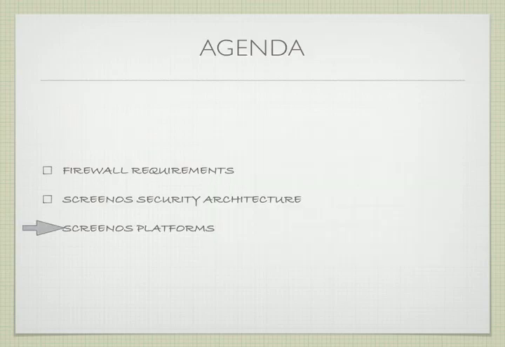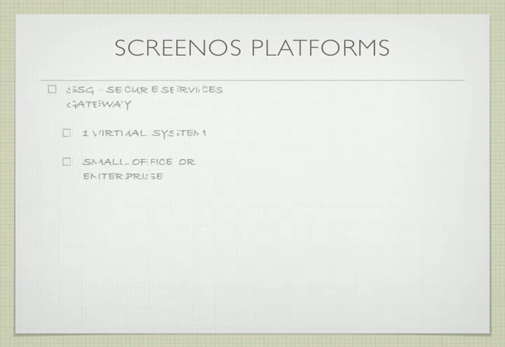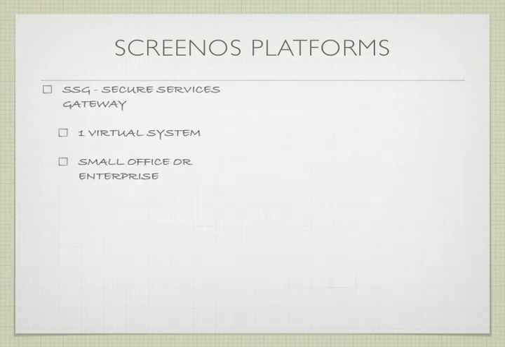So the next section on our agenda is to take a look at the specific ScreenOS platforms that are available to implement and what situations the different platforms would be used for. The ScreenOS platforms break down to a number of levels. We have the SSG series. This is Secure Services Gateway. These are for small office or the enterprise use.